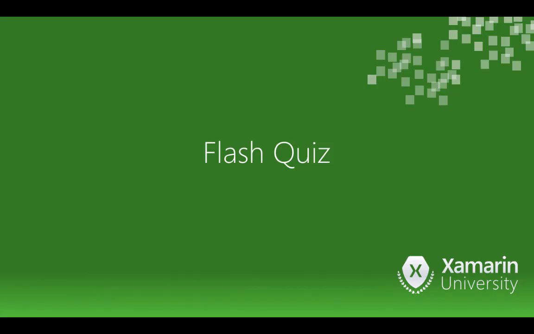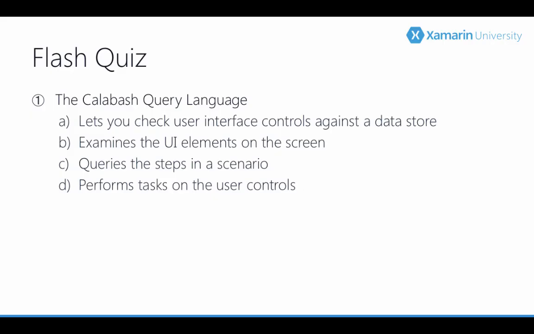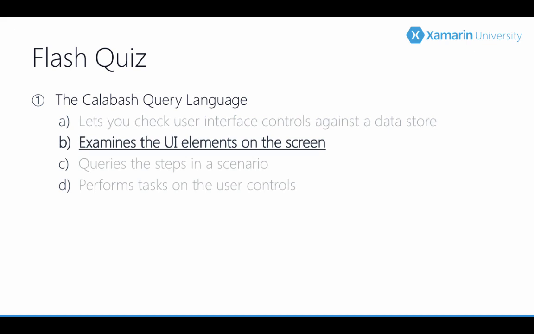So let's finish off with a flash quiz. Question 1. The Calabash query language, A, lets you check user interface controls against the data store. B, examines the user interface elements on the screen. C, queries the steps in a scenario. Or D, performs tasks on the user interface controls. And the answer is B, examines the user interface elements on the screen.